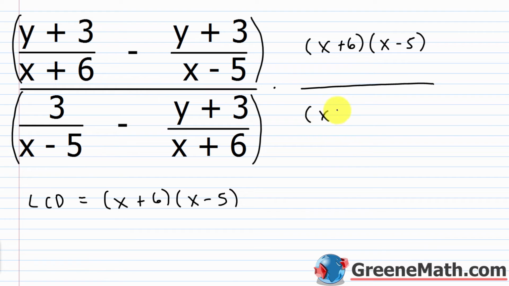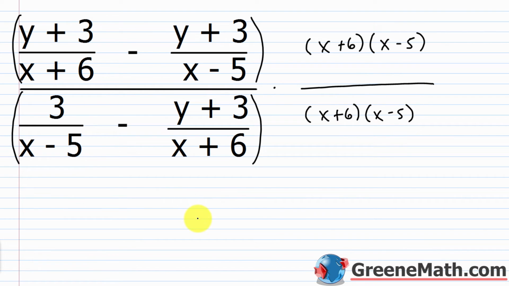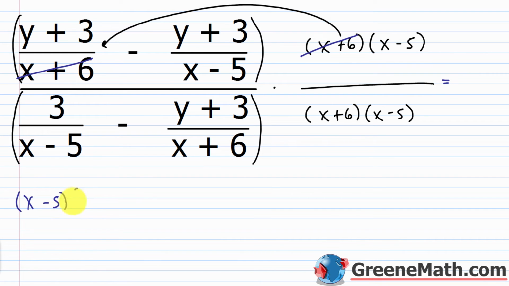So this is x plus 6 times x minus 5. All right, so if I use my distributive property here, I can distribute this to this. And so what would happen here? We don't need to write everything out. This is going to cancel with this. So what I'm going to have is x minus 5, that quantity, times the quantity y plus 3.